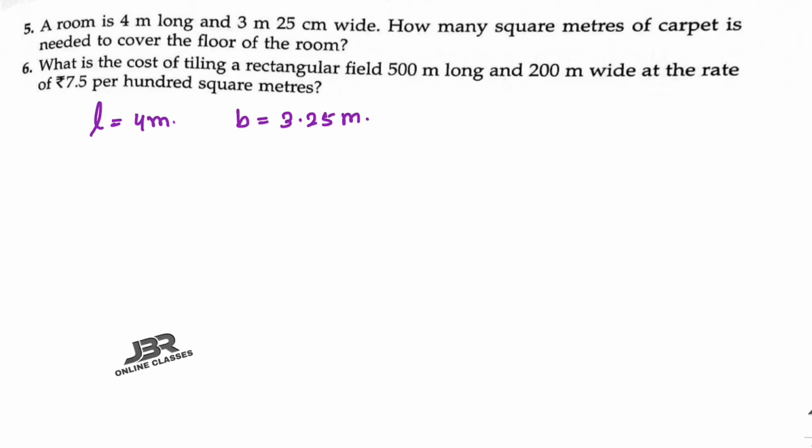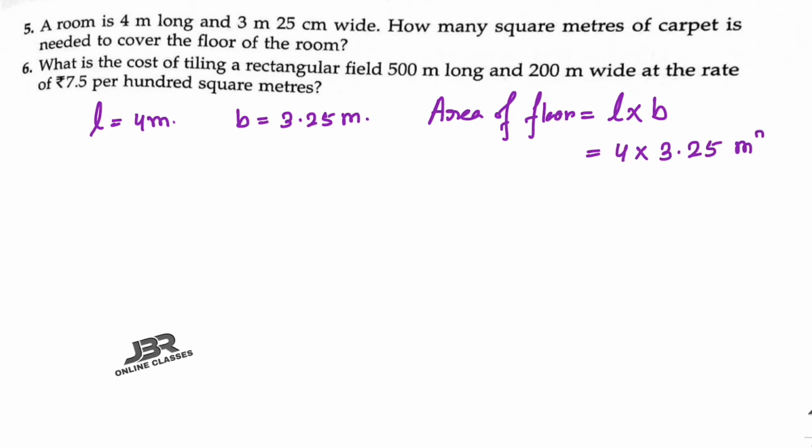Now here you have to find out the area of the floor. So here the area of the floor, that one equal to length into breadth. So that means here 4 into 3.25 square meter. Okay, so that means here 4 into 3.25, you have to multiply this one. So it's 13. Okay, 13 square meter is your final answer.